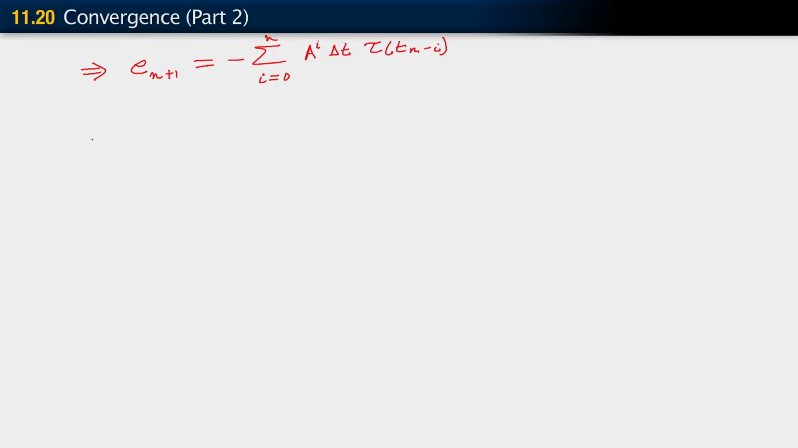what we can say first of all is that the first step that we will take is not an inequality. It is to say that the magnitude of E at n plus 1 is equal to the magnitude of the sum, i going from 0 to n, of a to the power i delta t tau t at n minus i. Okay, right, we're taking the magnitude of that sum, the absolute value of that sum.